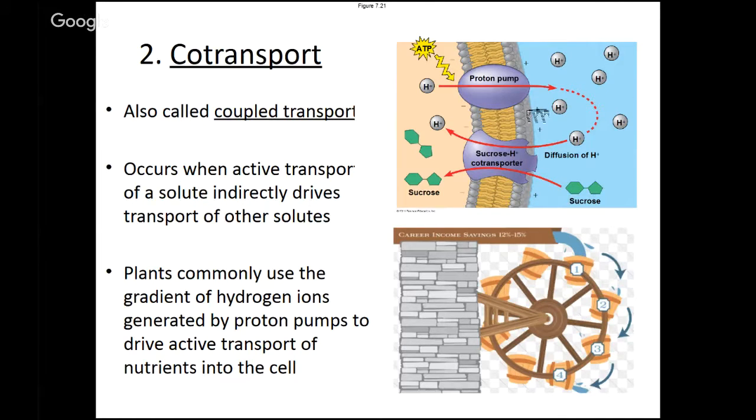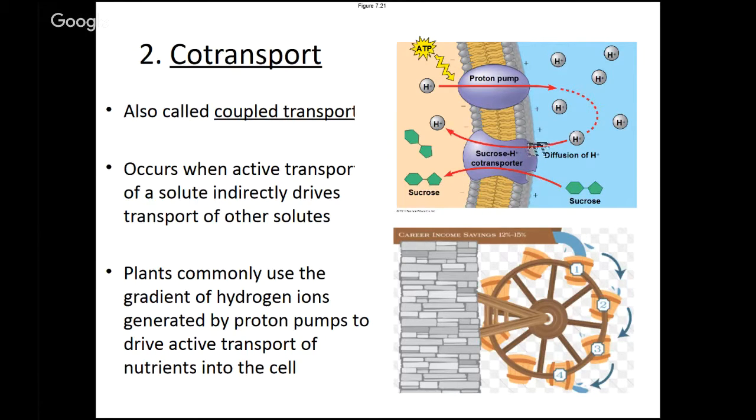So in this analogy, the proton pump is acting like the river. It's acting like the water here, and it's building up a good store of water at the top of this wheel. The hydrogen ions that are building up represent a pool or a store of energy that's going to be used to do some work. Now, this second protein over here, that represents the wheel itself. This is the part that's actually going to do the work that we want to do. It has two parts to it. It has a portion that will allow hydrogen ions to flow through it, and it also has a portion that will grab onto sucrose and bring it inside.